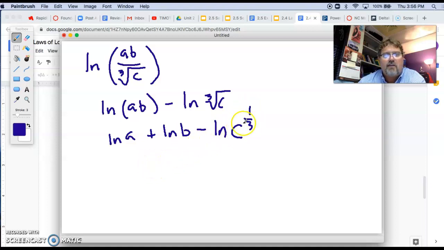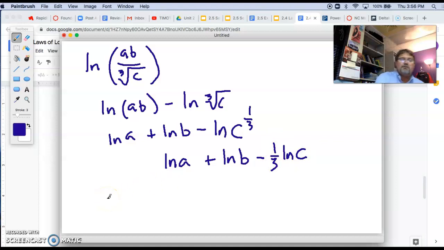So for the final answer here, we need to move that out front using the third law and write natural log of A plus the natural log of B minus 1/3 natural log C. And that's fully expanded.